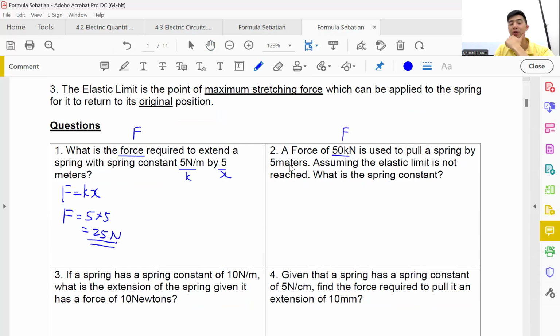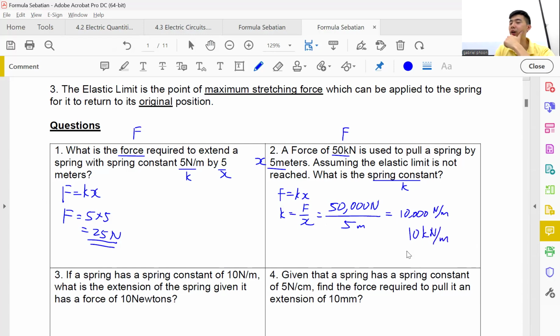This is identified as your force, and this is identified as your extension. You're looking for the spring constant. So if you understand that F is equal to Kx, then K would have been F over x. In this case, it will be 50,000 newtons divided by 5 meters, and you're going to get ultimately 10,000 newtons per meter. Alternatively, if you wrote 10 kilonewtons per meter, that is also acceptable.